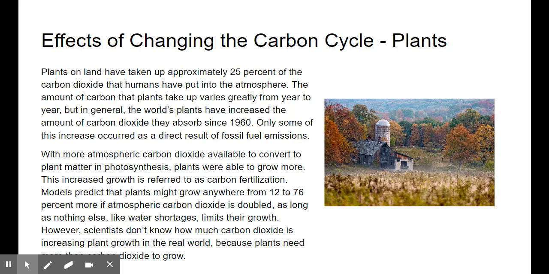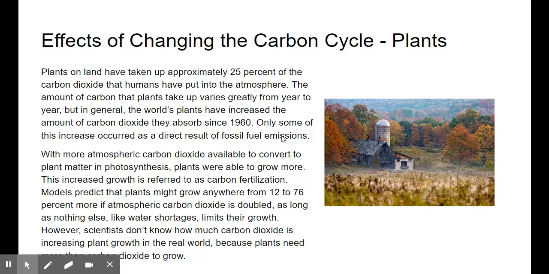Models predict that plants might grow anywhere from 12 to 76% more if atmospheric carbon dioxide is doubled, as long as nothing else like water shortages limits their growth. However, scientists don't know how much carbon dioxide is increasing plant growth in the real world because plants need more than carbon dioxide to grow. All right.